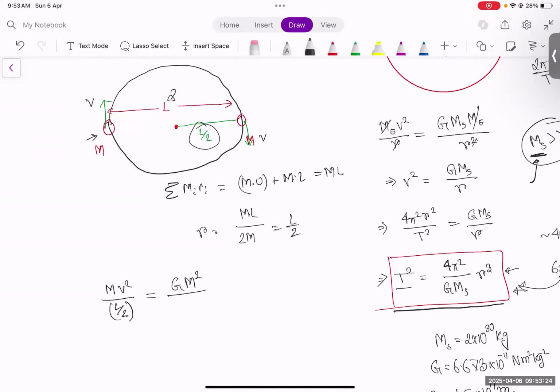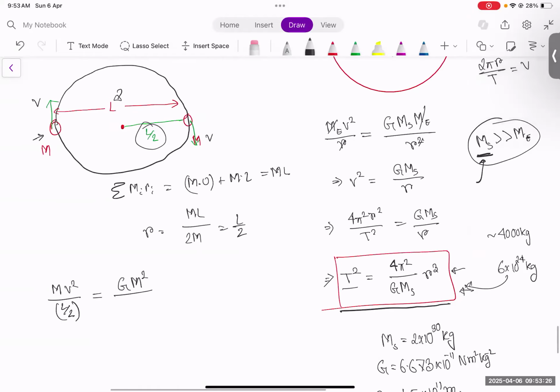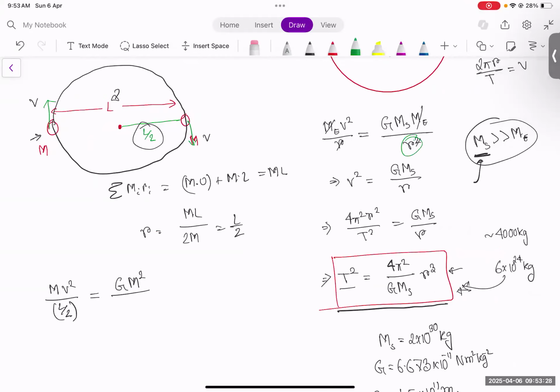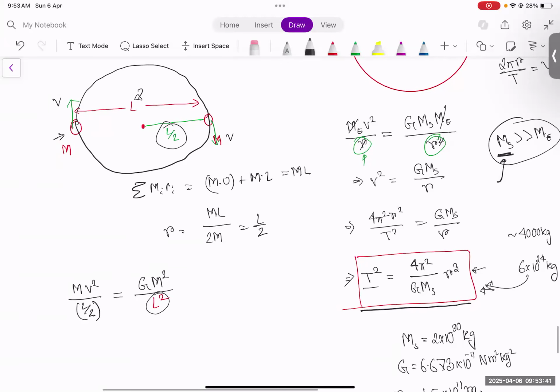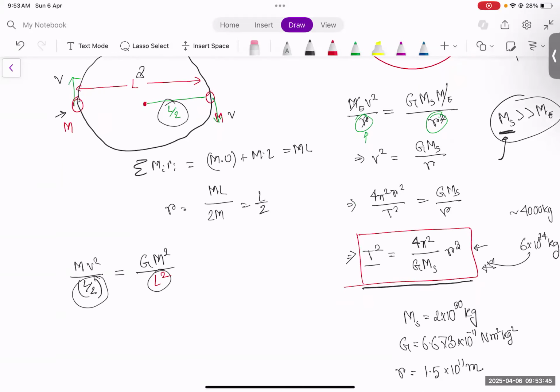In gravity you use the distance between two objects. This is the distance between two objects. This is the radius of the orbit. These two in general are not the same, just as in this case. Here, underneath is L, which is the distance between two objects, and here underneath is L over 2, which is the radius of the orbit. They are not the same.